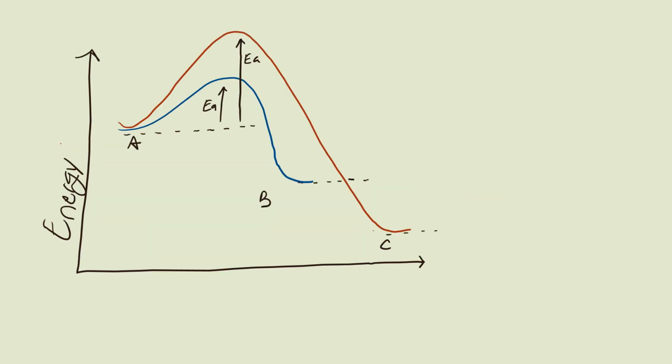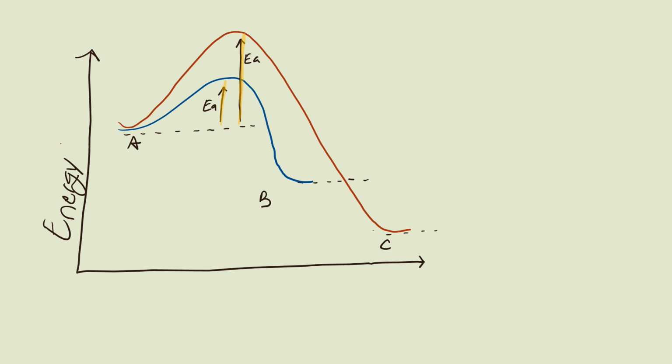If you look at this chart, you can see why one is faster and less stable and one is slower but more stable. This red line, which is the thermodynamic product, has a higher energy of activation than this blue line, which is the kinetic product. This is why you get the red product more at higher temperatures. It needs more energy than the blue line to get started.